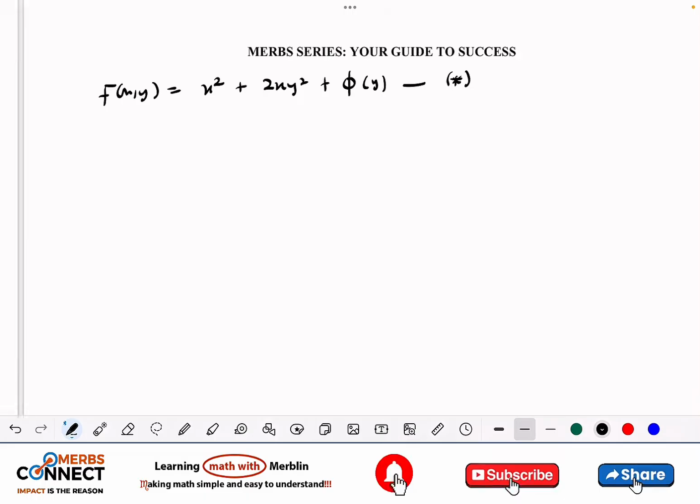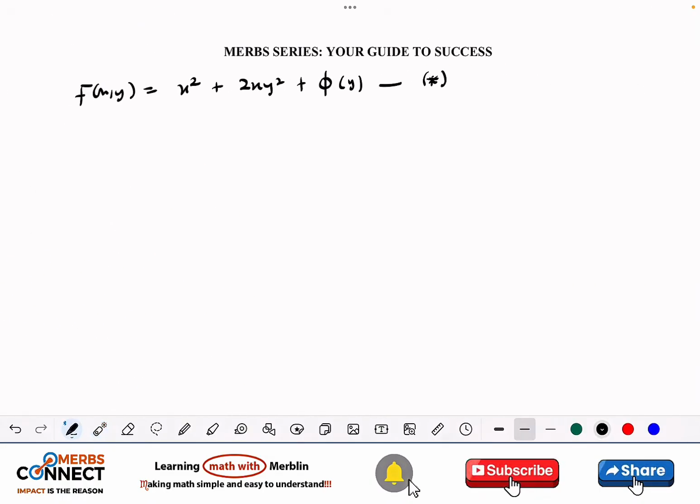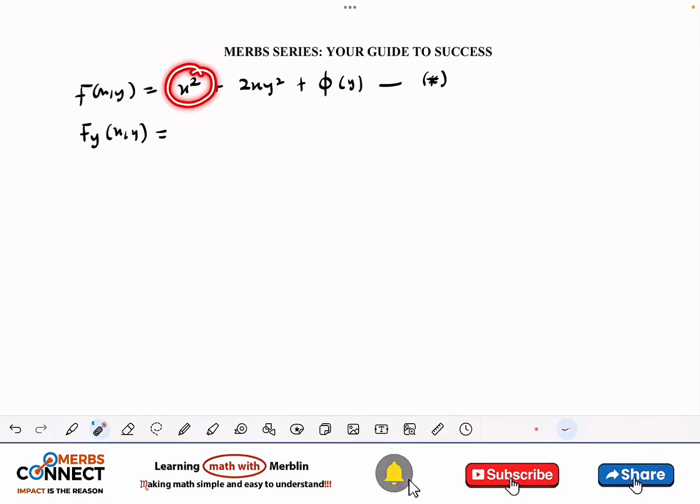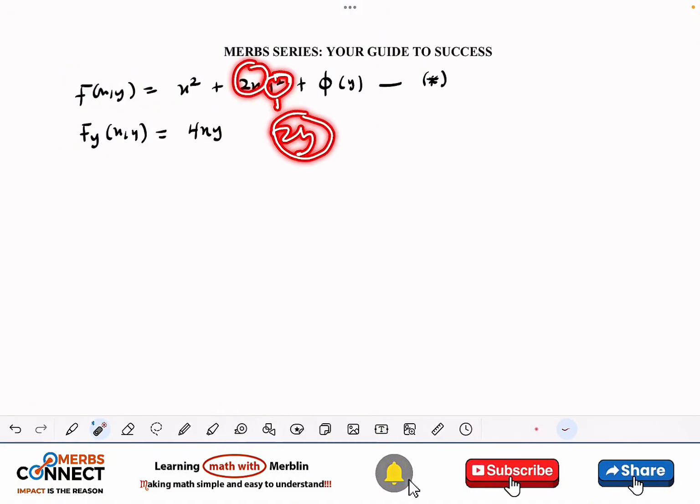So I'm saying that we need to make use of equation 2. So we need to differentiate equation star with respect to y. So let's do that. When I differentiate this with respect to y partially, so x squared, there is no y, so this will be 0. And when I differentiate this, I'm going to have 4xy. Because when I differentiate y squared, I'm going to have 2y. Multiply 2y to 2x, and I have that.